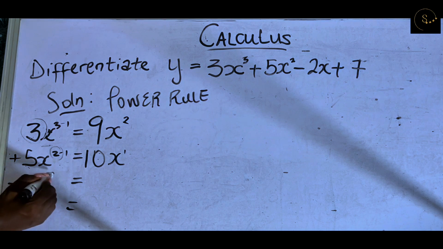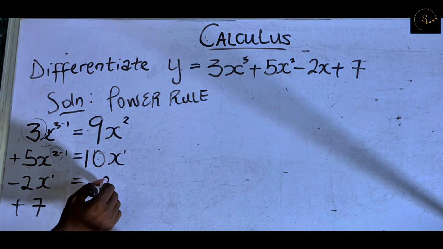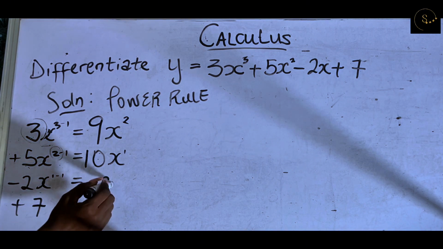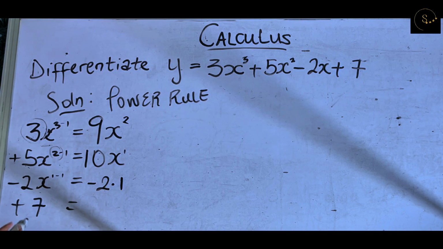Do the same here. There's a power of 1. 1 times minus 2 is minus 2, right? Then subtract 1 from that power, you get 0. So x raised to the power of 0 is what? Is 1. So anything raised to the power of 0 is 1. That is gone. Now, this is what we are here for.